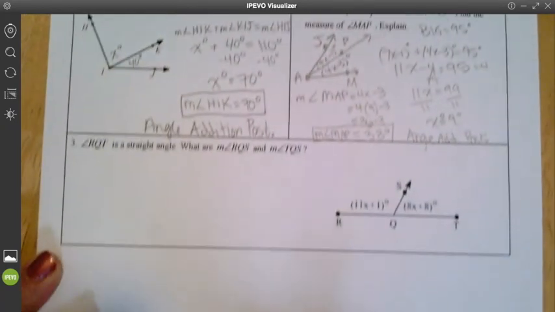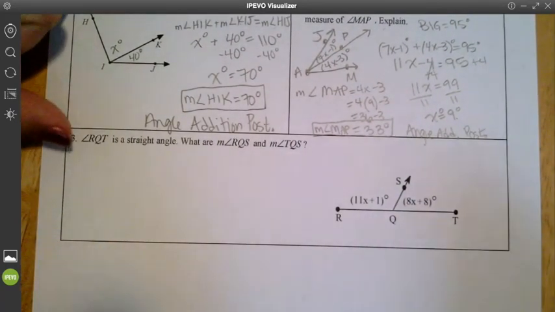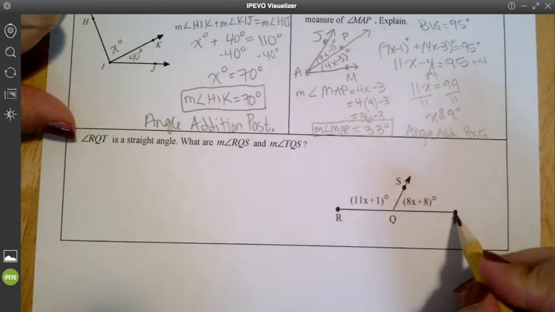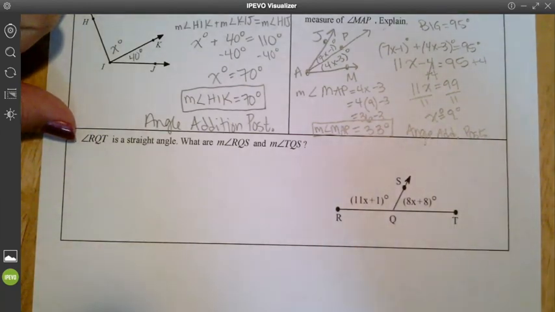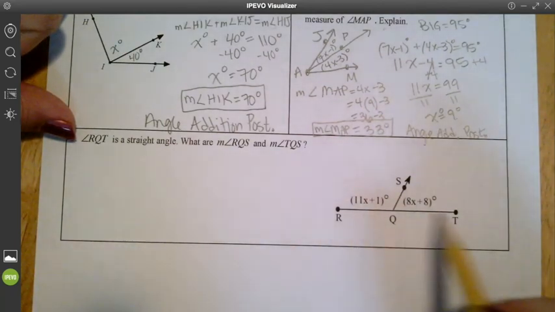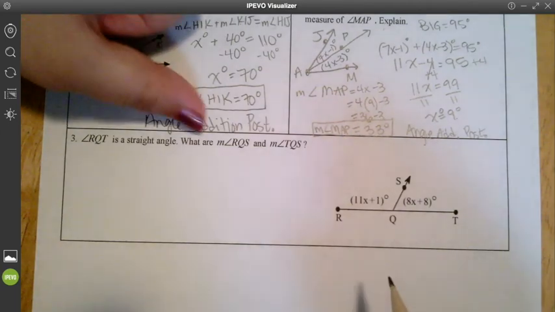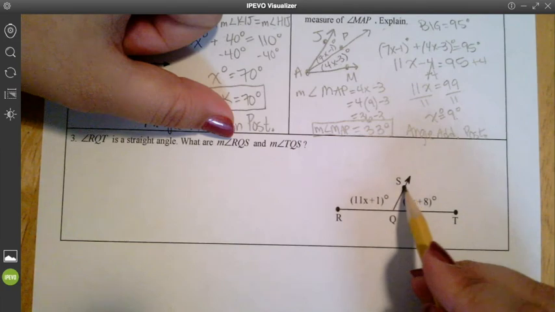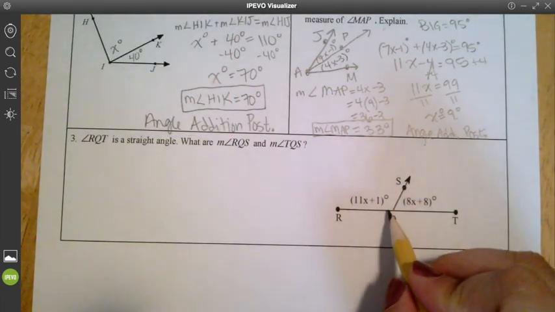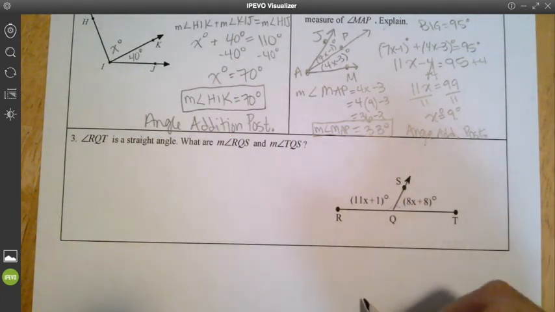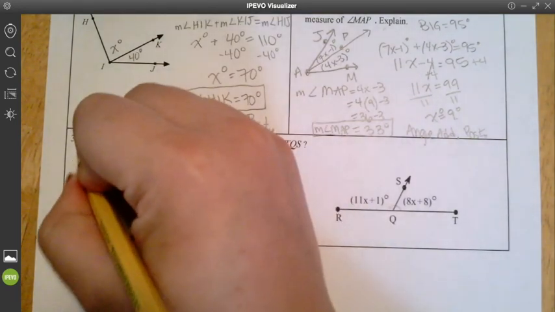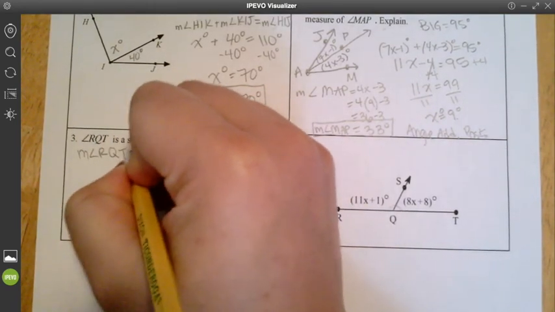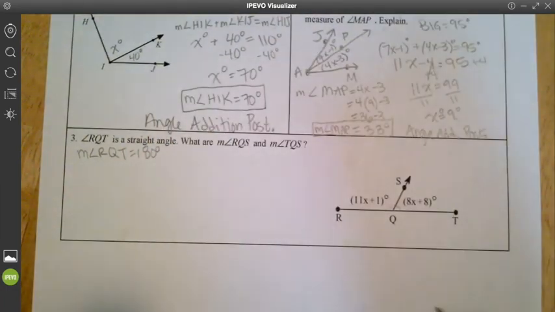Okay, our last example here. Angle RQT is a straight angle. That tells me this is a straight line. If it looks like a straight line, there's no bend in it at all, then you can always assume it's a straight angle. What are the measurement of angle RQS and TQS? Well, what do we know about a straight angle? We know that a straight angle is 180 degrees. So that means measurement of angle RQT is 180 degrees, which means that if we add up the two little angles, it should add up to 180.